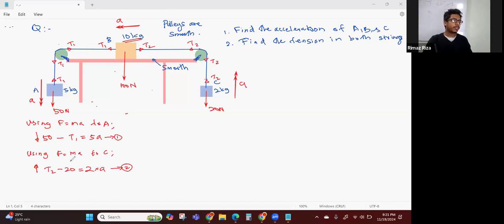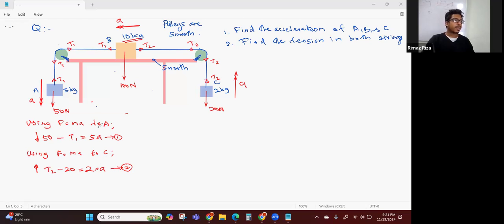If you compare equations 1 and 2, you have 3 unknown variables, but we have only 2 equations. Therefore, you should get another equation. Otherwise, the system is unsolvable.